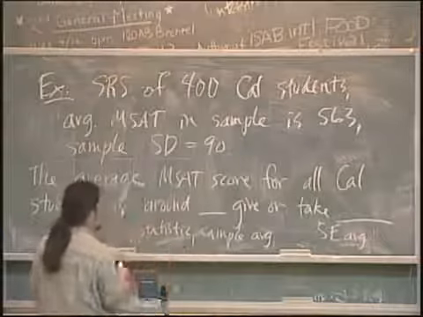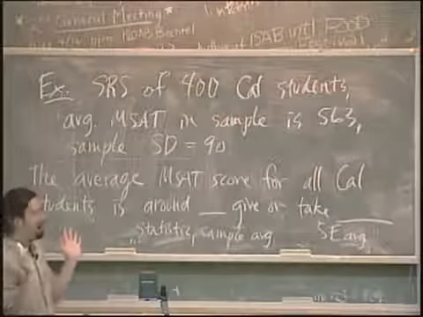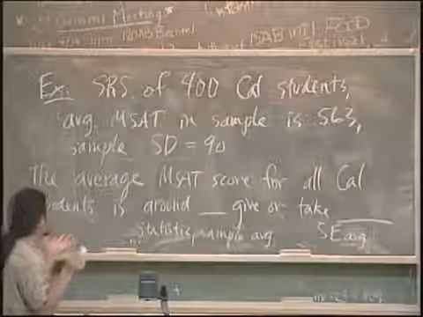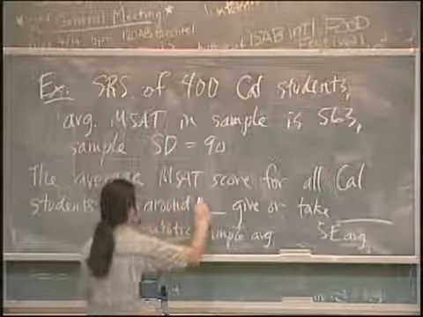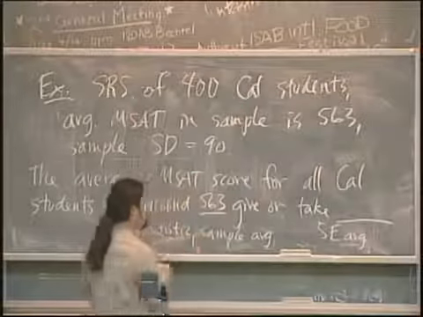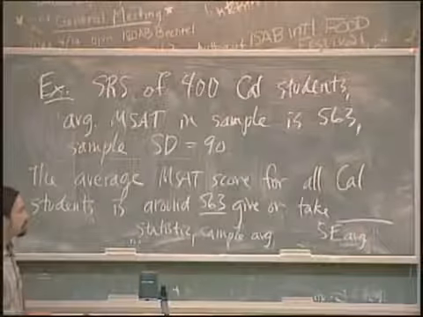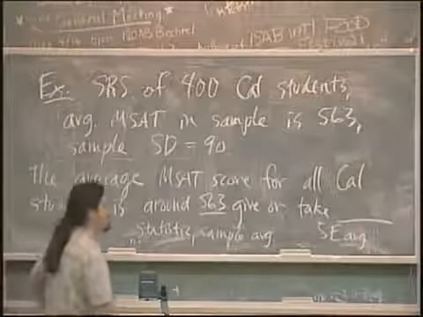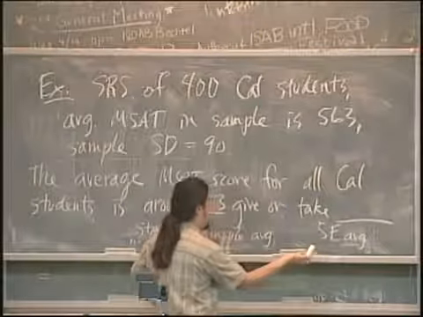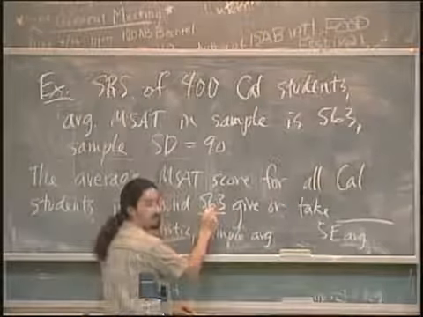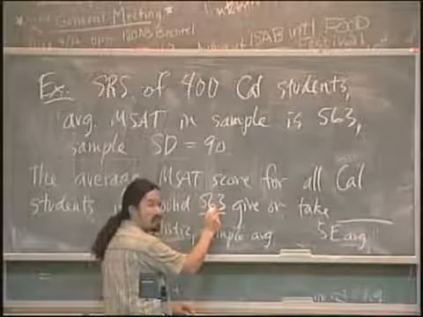So I just want to emphasize what's going on here. I think there's a tendency to just say, okay, well, that's 563 and not really think about it any further. We believe that the average MSAT score for all Cal students should be around the sample average, the statistic, give or take the SE for the average. And I also want to emphasize that this SE is connected to this. This is a random number, right? It's a sample average. If I took a different sample, I might get something else.